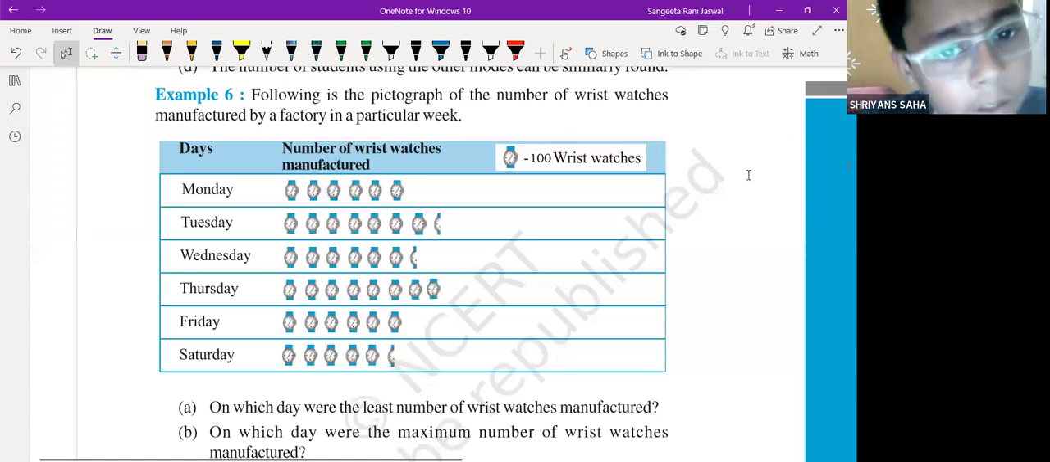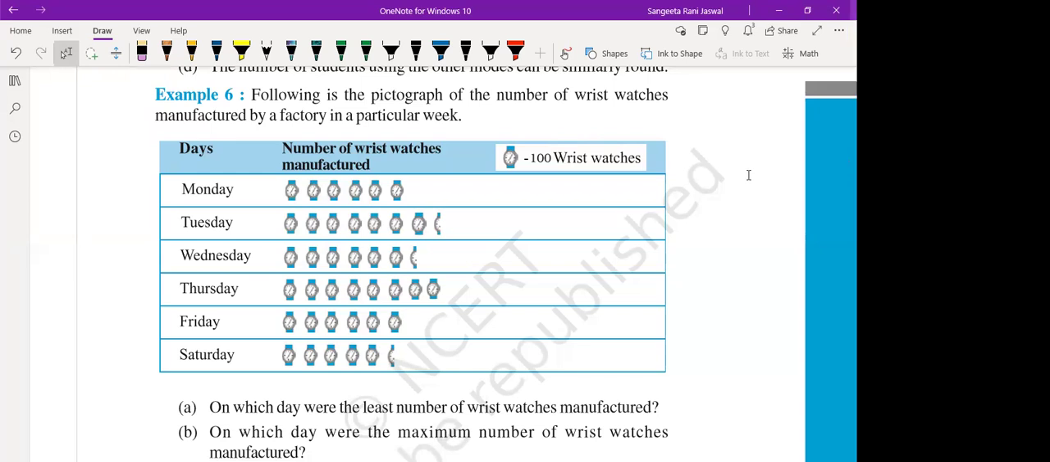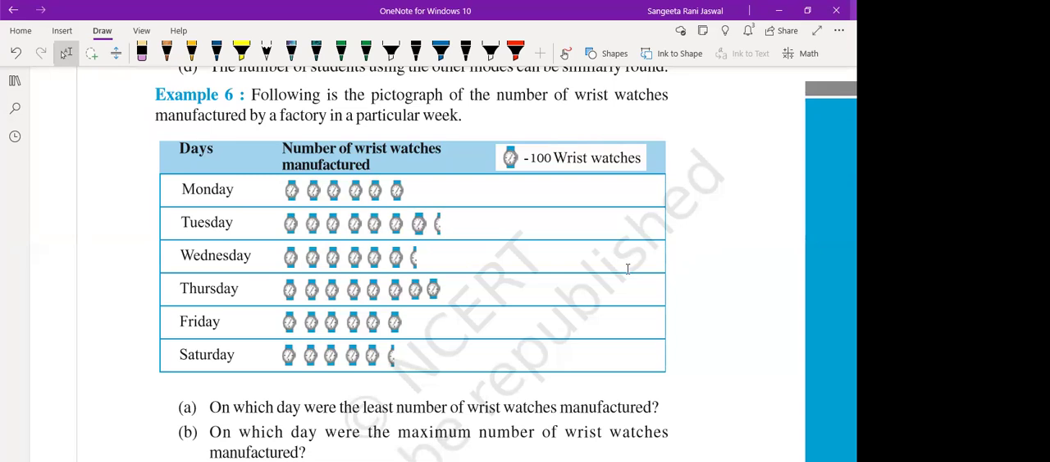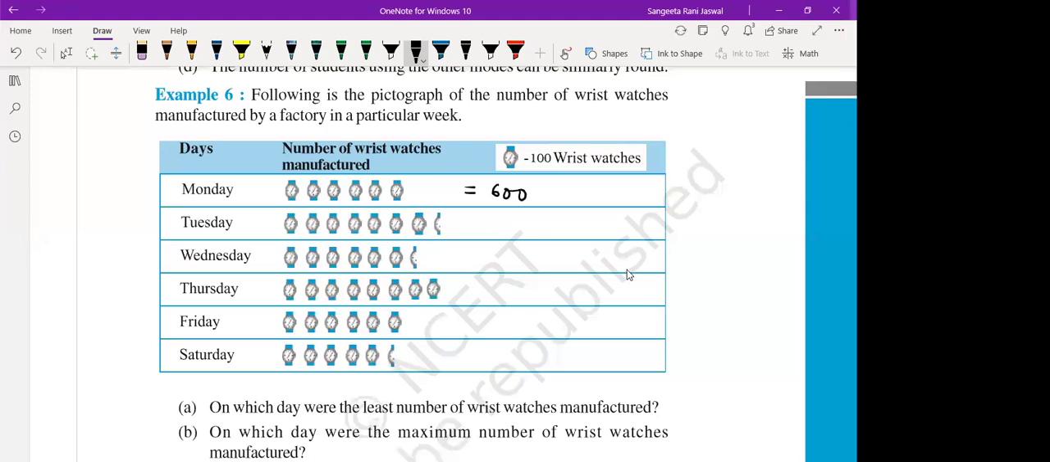Following is the pictograph of the number of wristwatches manufactured by a factory in a particular week. Day: Monday, Tuesday, Wednesday, Thursday, Friday, Saturday. Number of wristwatches manufactured. One picture is equal to 100 wristwatches. Monday, 600 watches. Okay, 600 watches. Can I say the next one? Okay, say. 750. Okay, these are 750.